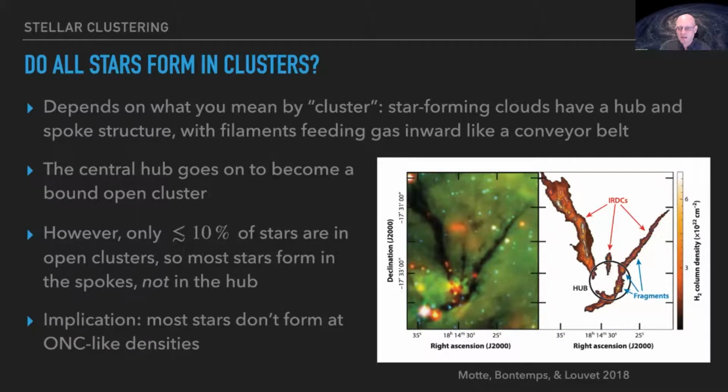Now here's the trick. We know that only about 10% of stars are in open clusters, even by an age of 10, 30 million years. What that means is that most stars form not in the hub, but in the spokes. So yes, this is the part that'll go on to become a star cluster, but that's not where most of the stars are forming. Most of the stars are probably out here, and they're not forming at Orion Nebula cluster like densities. And we can see this directly with Gaia data.